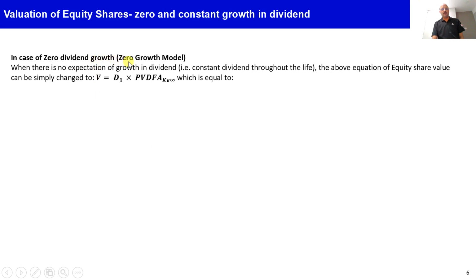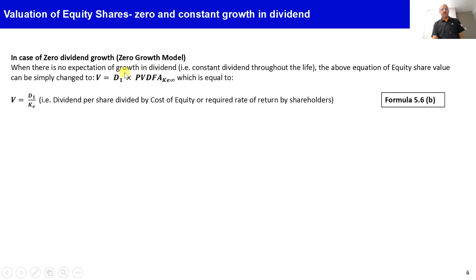So when there is no dividend growth expected in future, that means whatever is the current dividend D1 remains constant over a period of time for infinite period. In that case, the value of the equity will be D1 times present value discounting factor for annuity for indefinitely period. Since we know that D1 is constant over the whole life, it becomes like an annuity in perpetuity. So we can simply convert this formula into a simple one. Value of equity will be equal to D1 divided by KE, where D1 is the dividend per share and KE is the cost of equity or required rate of return by the shareholders.